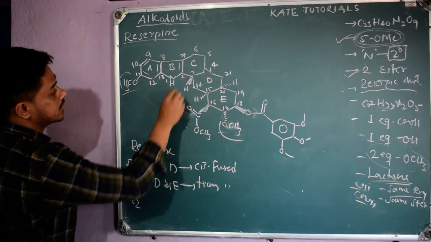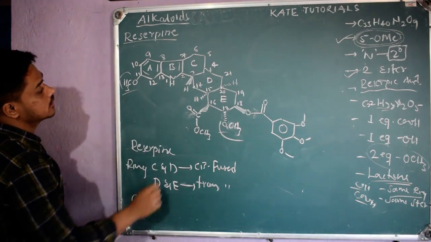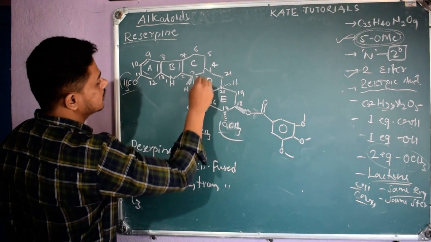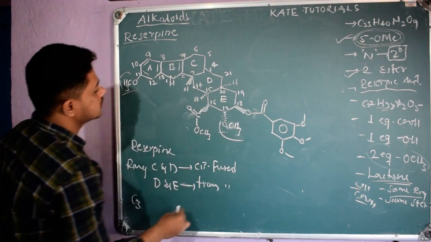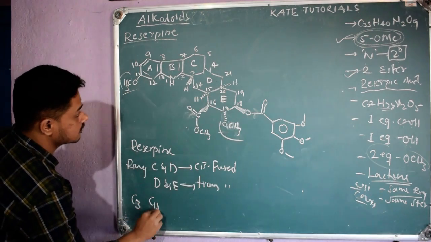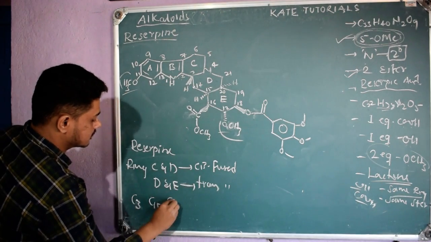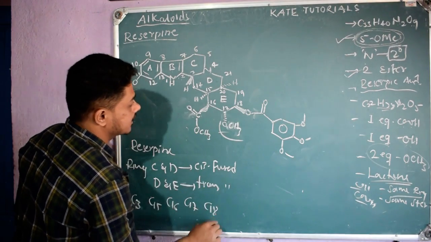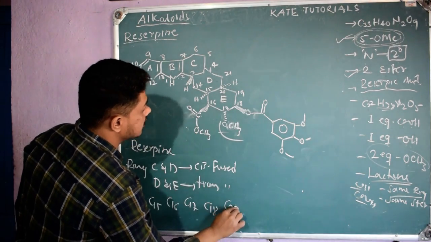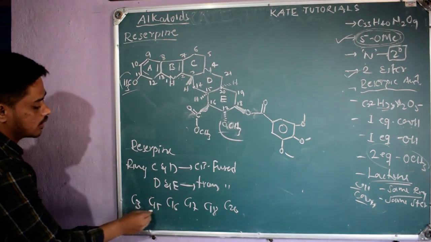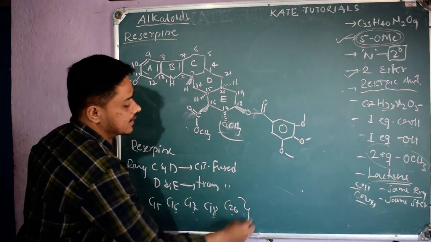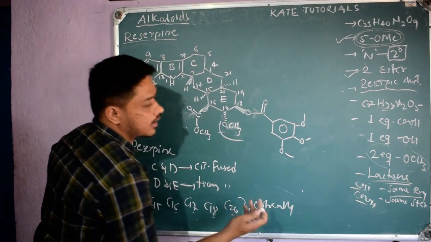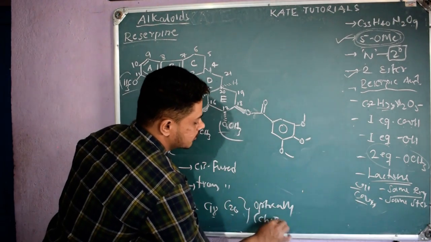And these things: C3, not aromatic, C3, and this C15, this C16, this C17, C18, and C20. C21 is not. So these 6 carbons are optically active carbons, or I can call them chiral carbons, because these are optically active.